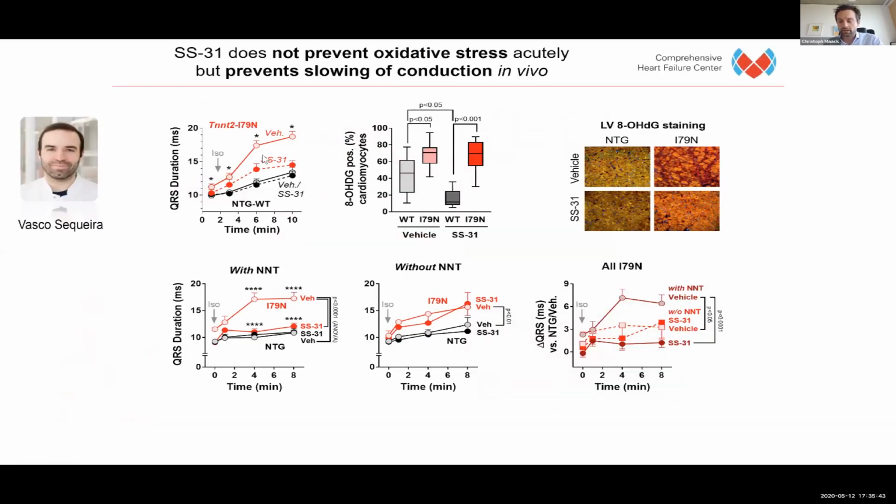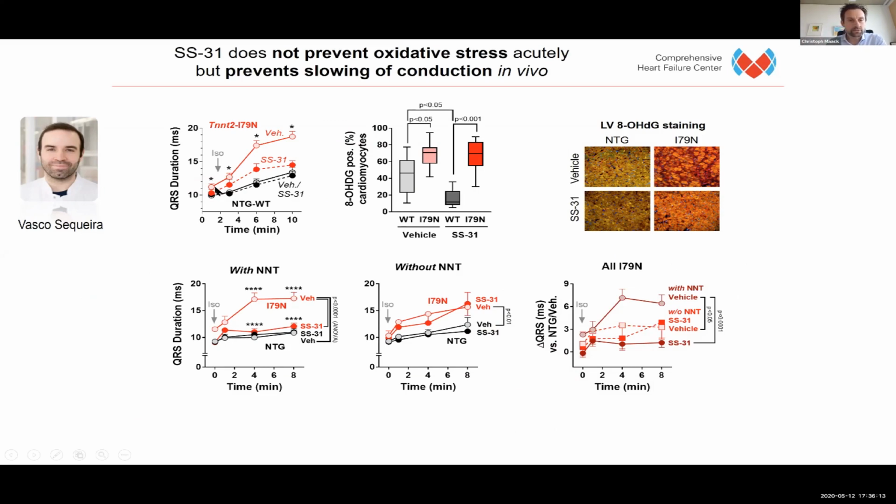Now, to test this also in vivo, this was when Vasco Sequeira, who is meanwhile here in Würzburg in my lab, but at the time was a postdoc. After doing his PhD with Jolanda van der Velden, he was a postdoc in Björn Knollmann's lab, and he performed the first set of experiments on I79N mice in vivo, where he also injected isoproterenol.